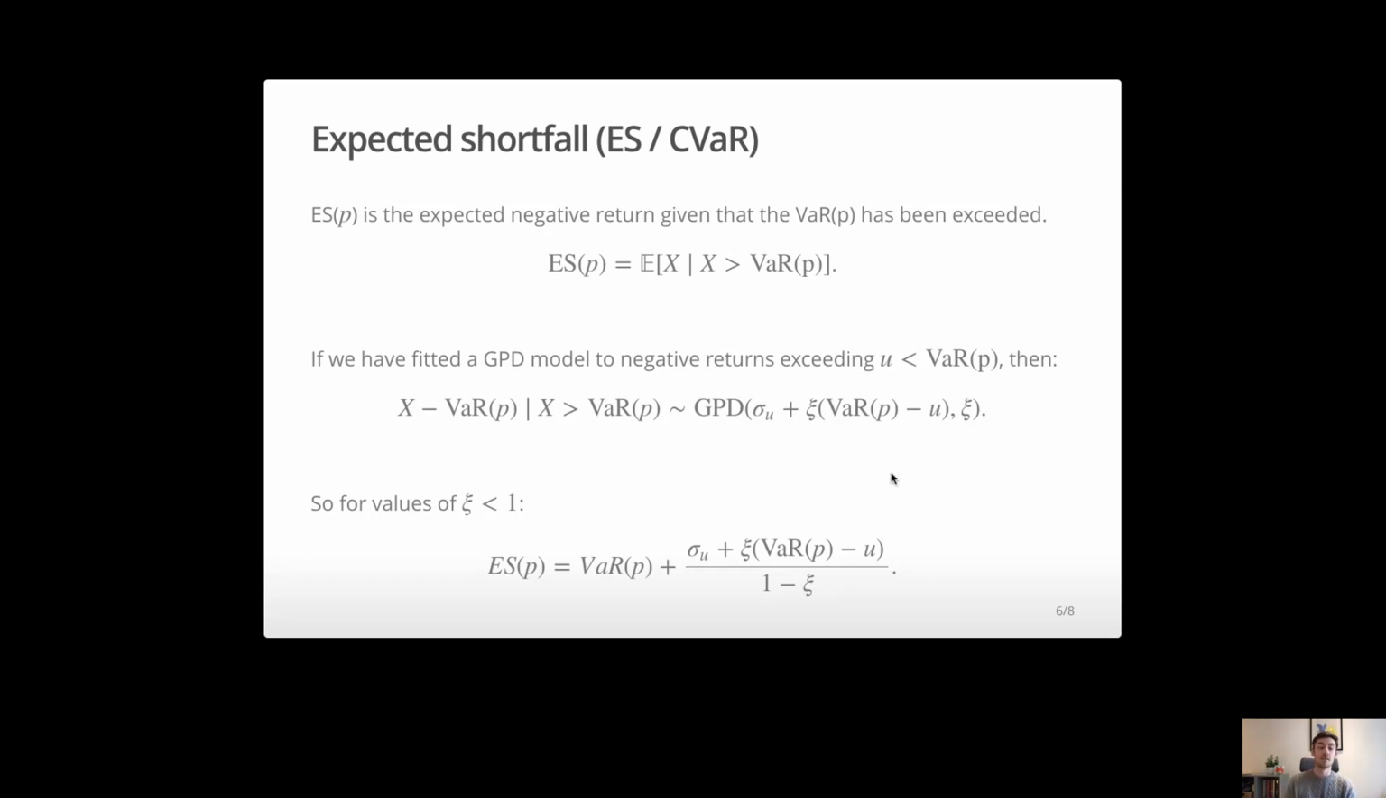What this means is that when we have a psi value less than 1, the expectation of this GPD is going to exist, and our expected shortfall is simply going to be our value at risk plus the expected exceedance size of the value at risk, which is given by this second term in the expression. And note that it's important here that psi is less than 1, so that this expectation is finite. Otherwise, our expected shortfall is going to be infinite.